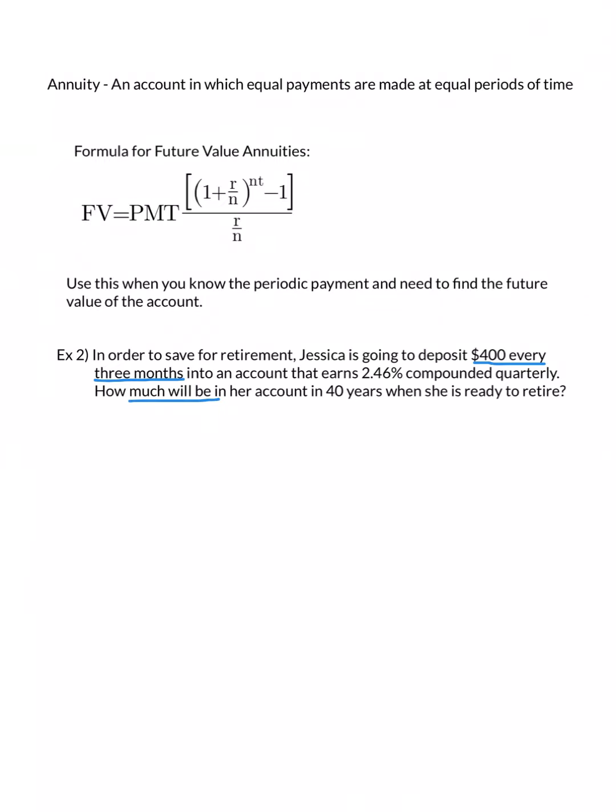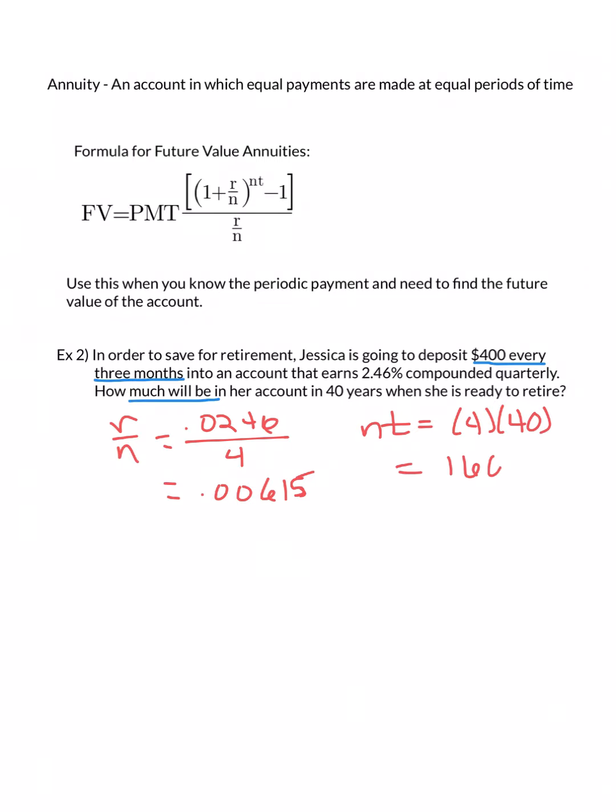On this problem then, r over n, our rate is 0.0246. We are compounding quarterly, so we're going to divide by 4. So r over n comes out to be 0.00615. N times t, how many times a year? 4 times a year. How many years? 40. So n times t is 160.